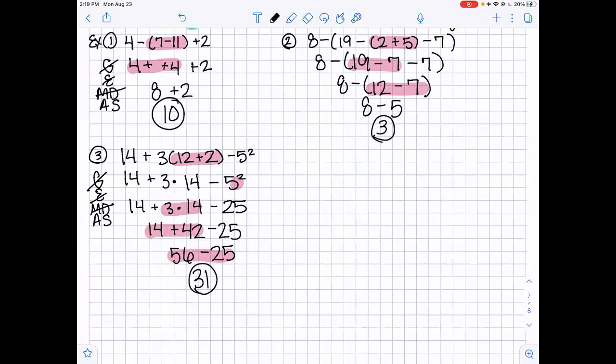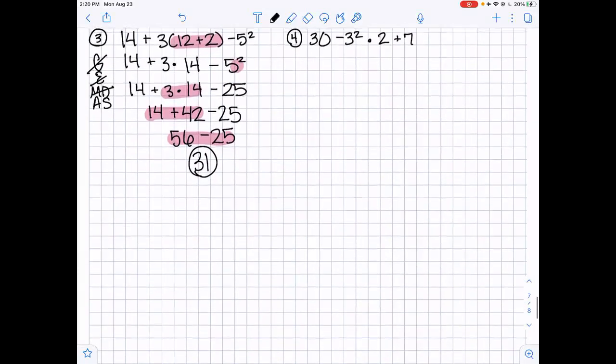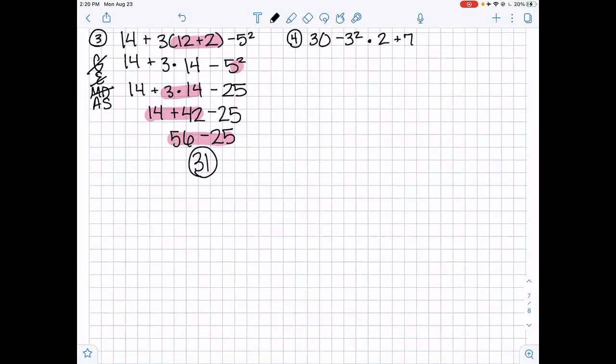So anybody that's not quite sure what we're doing here? Good. We'll do one more. Then we gotta talk about one other thing. 30 minus 3 squared times 2 plus 7. Try this out on your own. See if you can do this problem, number 4. Not a big deal if you can't.